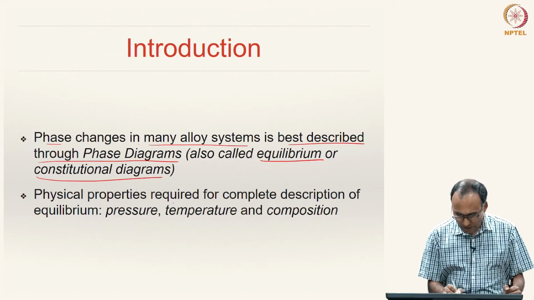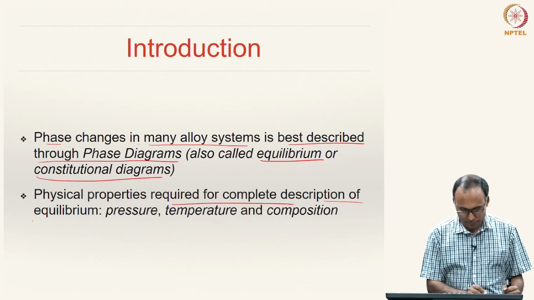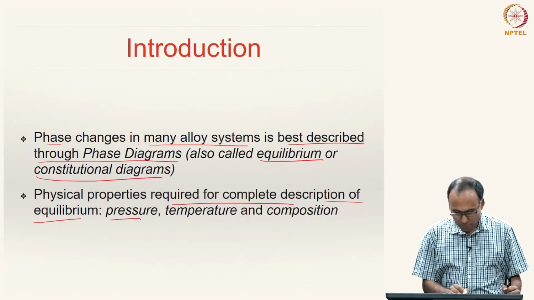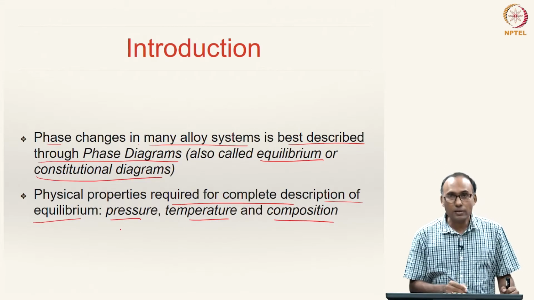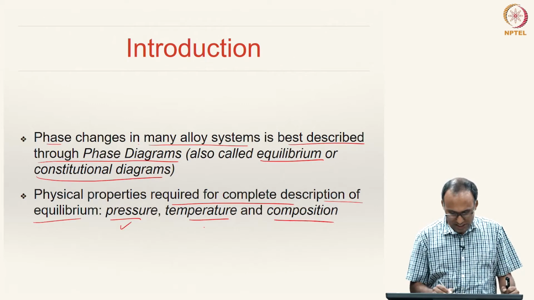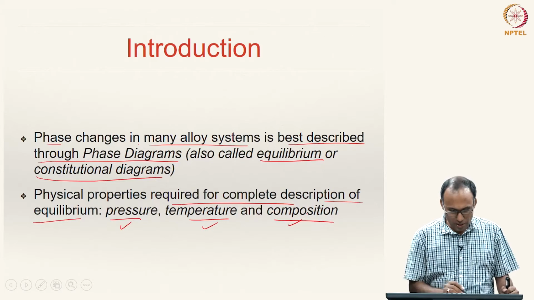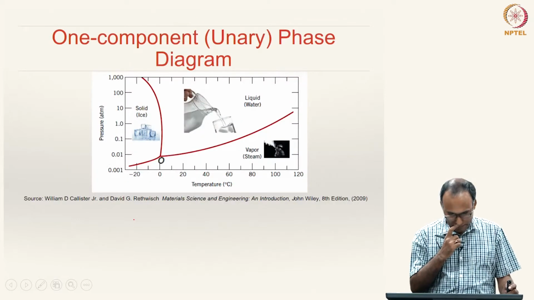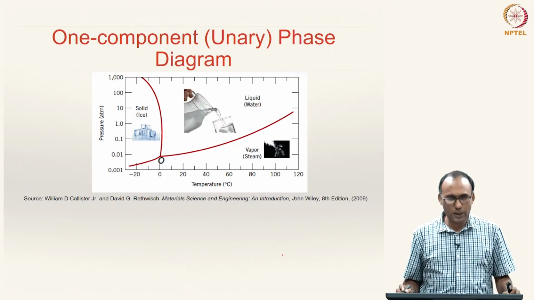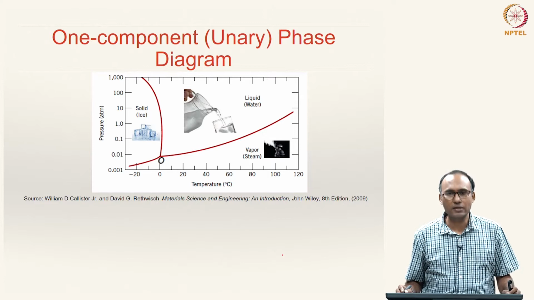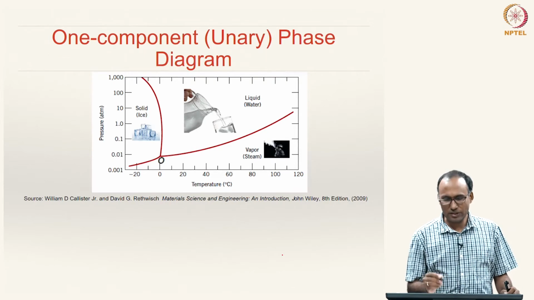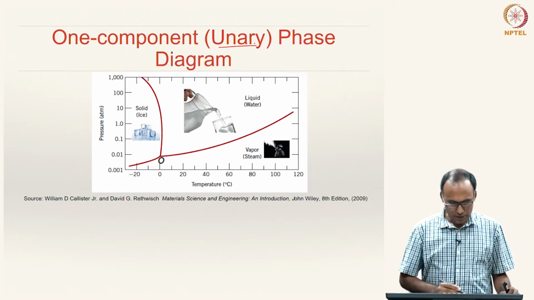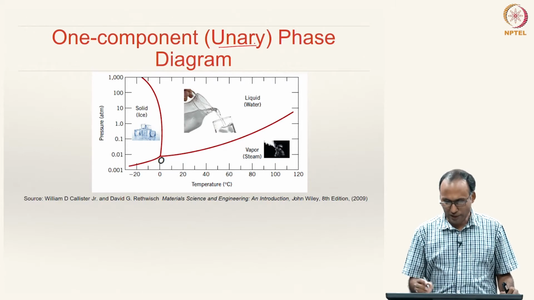And the physical properties required for complete description of equilibrium phases are pressure, temperature and composition. So, the phases that we are discussing in an alloy system depend on these three independent variables: pressure, temperature and composition. Now, for the sake of understanding, let us look at a unary phase diagram or one component phase diagram. That means there is only one component, that is what is known as a unary phase diagram. Here we are looking at the phase diagram of water.